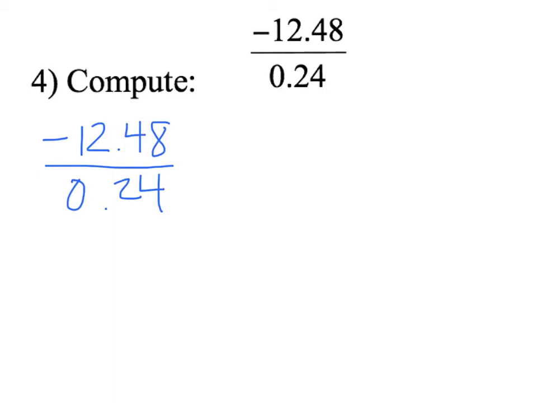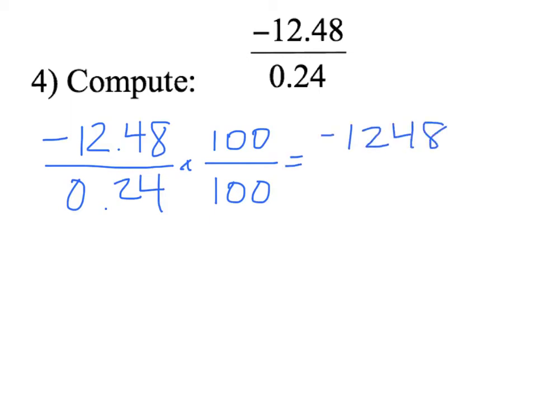So if I want to clear decimals, I have to multiply by a power of 10. Since they're both in the hundredths, if I multiply by 100 divided by 100, which is really just multiplying by 1, I actually move decimal points. So then this turns out to be negative 1,248 divided by 24. So negative 12 and 48 hundredths divided by 24 hundredths is the same as negative 1,248 divided by 24. We just cleared the decimals to make it a little easier.